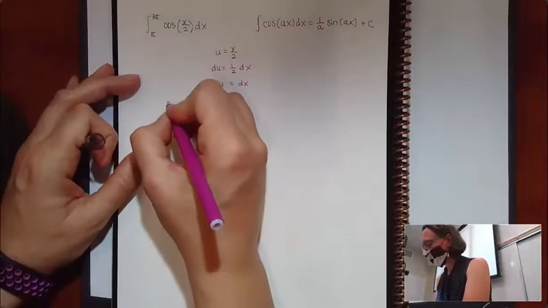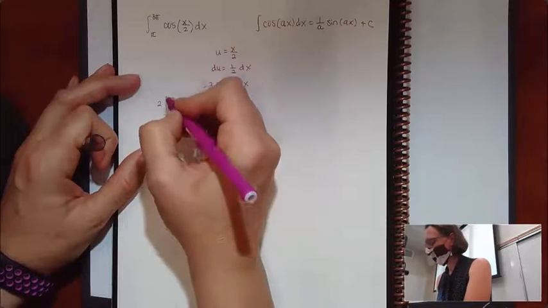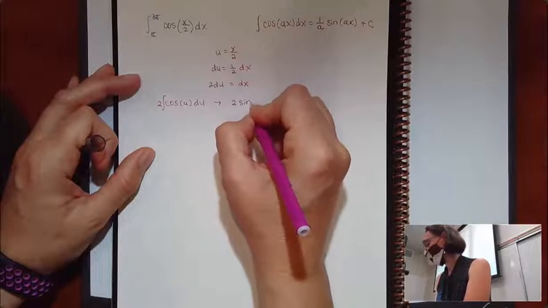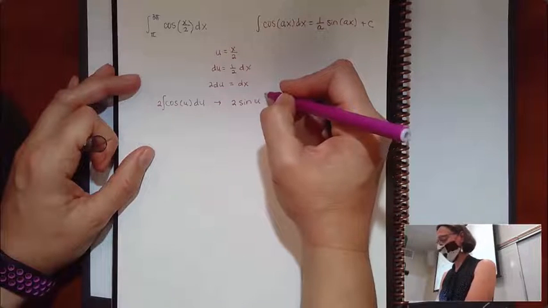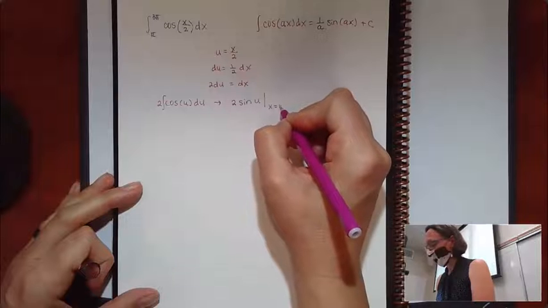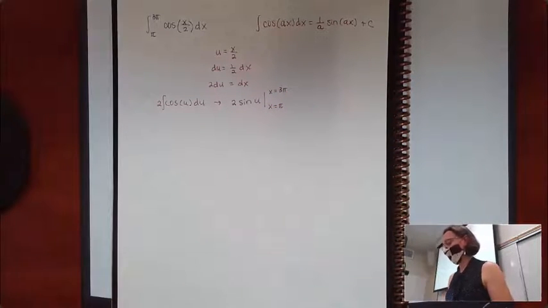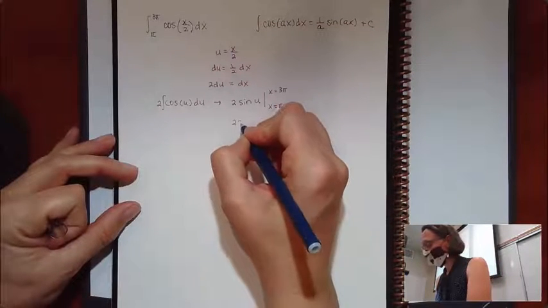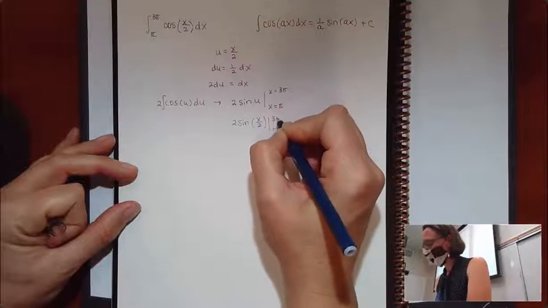When I make those substitutions, I end up with cosine of u and 2 du. That's what I'm integrating, which is going to lead me to 2 sine of u. I don't need the plus c part because we're going to have limits of integration. I'm going to write these as x going to pi and x going to 3 pi, because it is important to remember that we have to plug those back in if we're going to use the 3 pi and the pi. So I'd have 2 sine of x over 2 from pi to 3 pi.